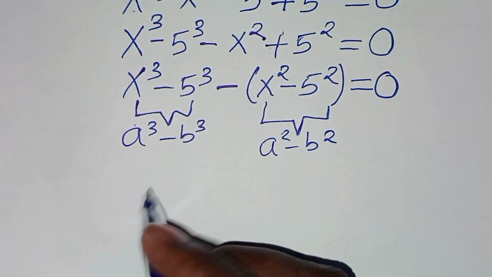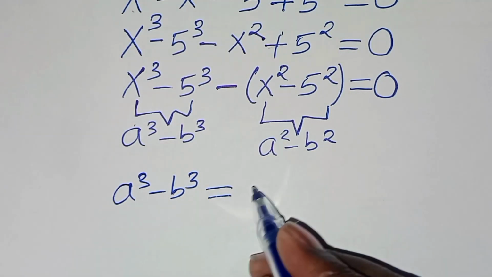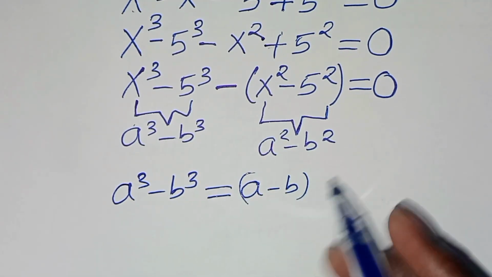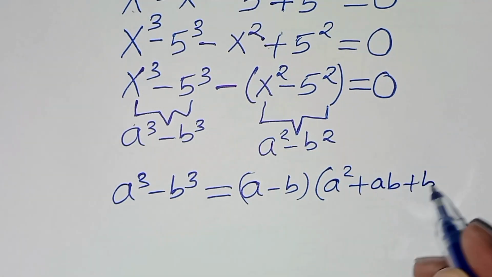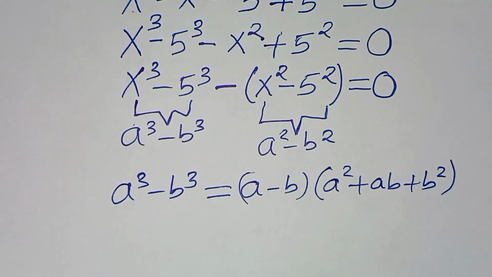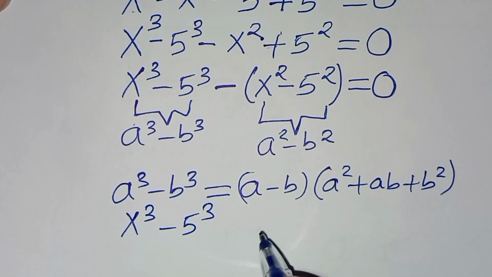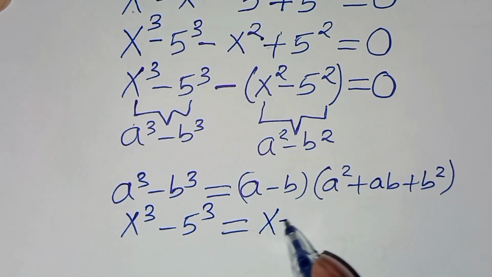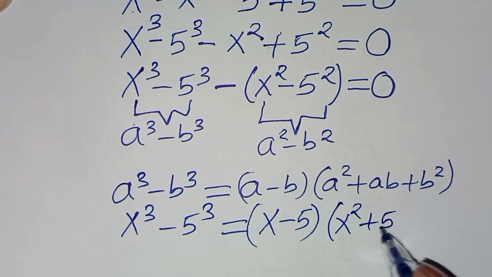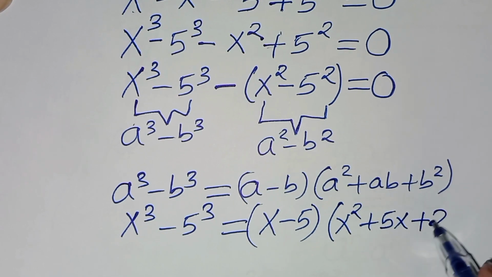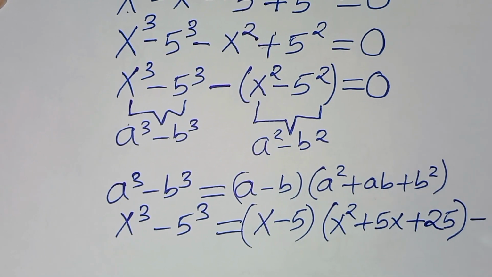Therefore, we have that a cubed minus b cubed. This is the same thing as a minus b, a squared plus ab plus b squared. And therefore, x to power 3 subtract 5 to power 3. This is the same thing as x minus 5, x squared plus 5x plus 5 squared, which is equal to 25. Let's call this equation 1.